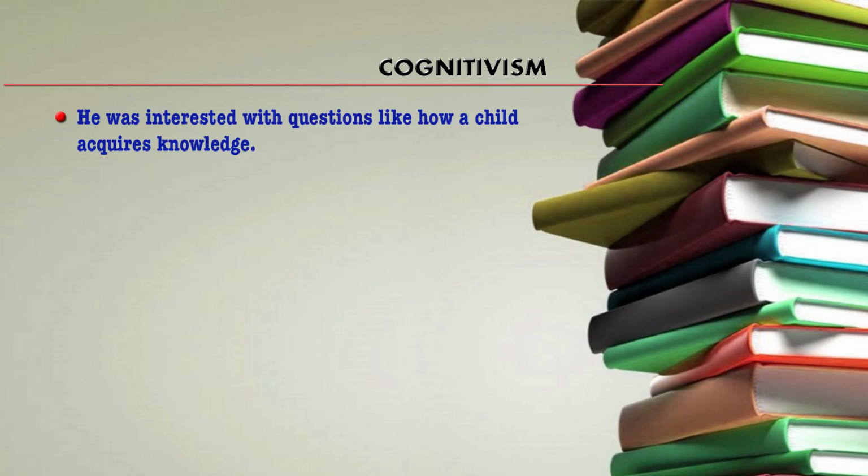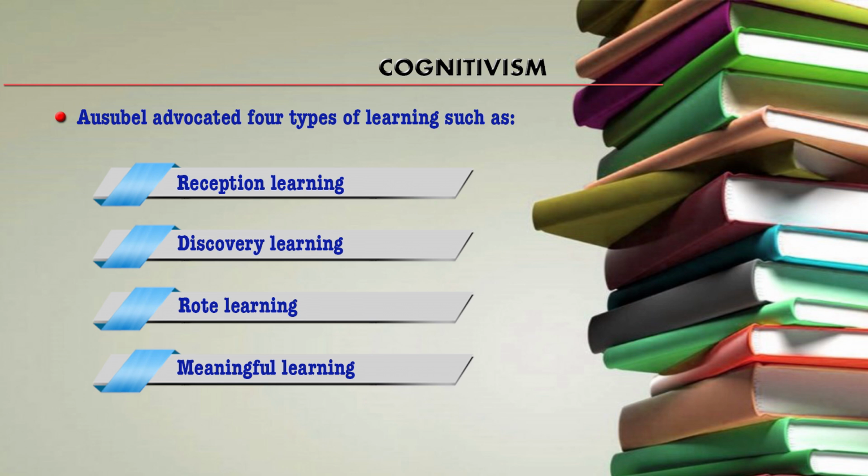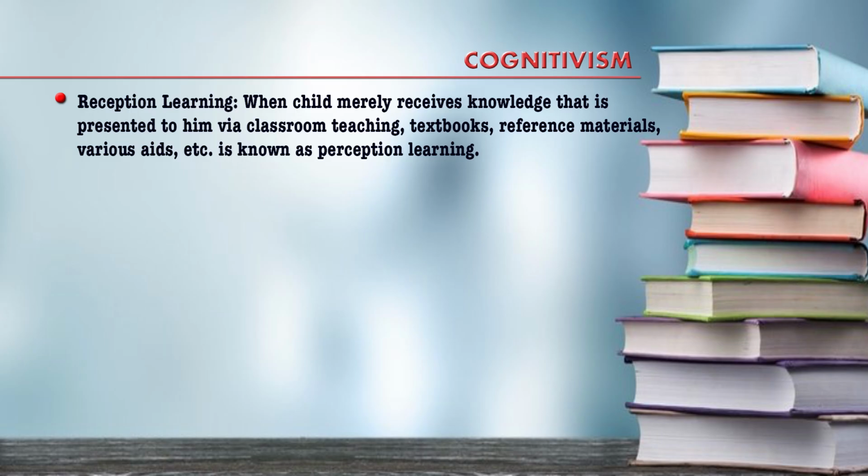He was interested in questions like how a child acquires knowledge. Either he receives knowledge that is presented to him or her, or gets knowledge independently through discovery. So, Ausubel advocated 4 types of learning, and the 4 types are reception learning, discovery learning, rote learning, and meaningful learning, friends. As far as reception learning is concerned, when a student merely receives knowledge that is presented to him or her via classroom teaching, textbooks, reference materials, various aids, etc., it is known as reception learning.